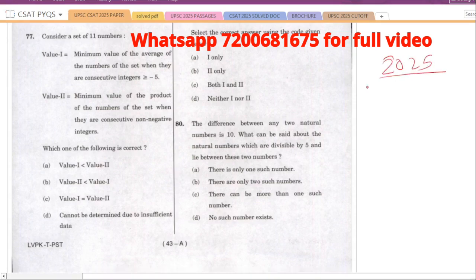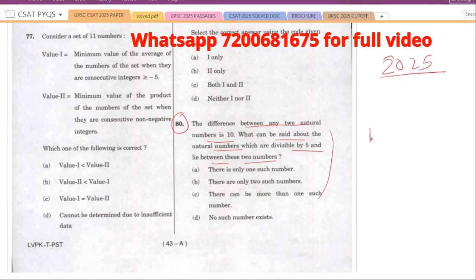2025 paper. Okay, so in that, question number 80. If you see, the difference between any two natural numbers is 10. What can be said about the natural numbers which are divisible by 5 and lie between these two numbers? So these are kind of a little bit of a data sufficiency and numerical combination. They're telling us the difference between any two natural numbers is 10.